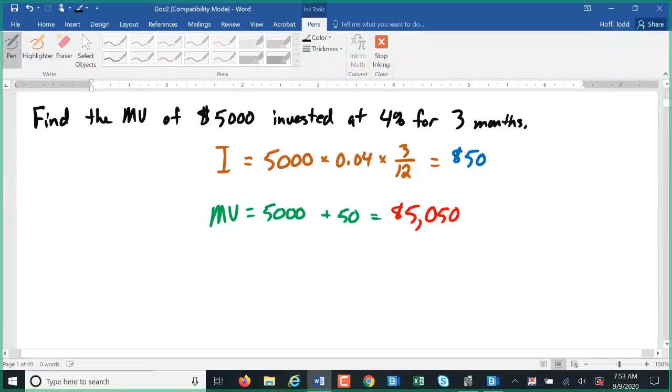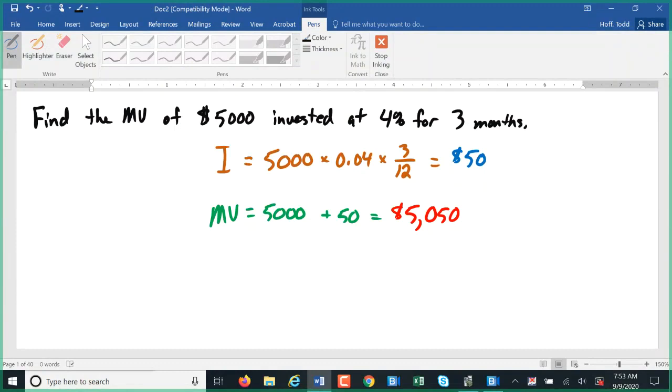So simple interest is typically used on shorter term loans, although you might be surprised at which loans are actually simple interest. Some of them are modified simple interest, but if you have a car loan, most auto loans are actually simple interest.